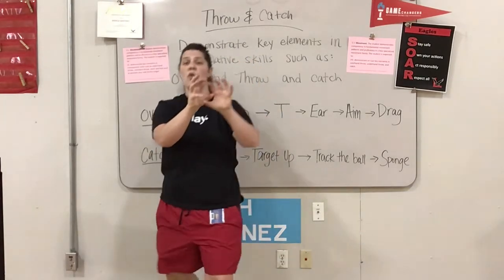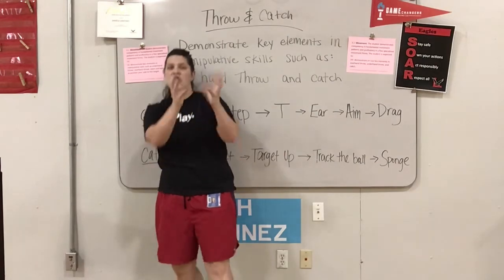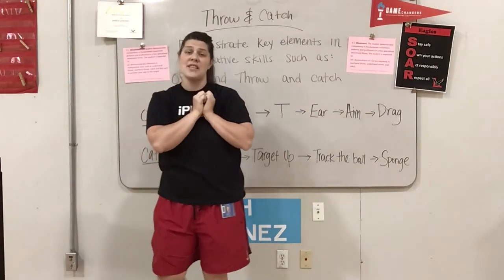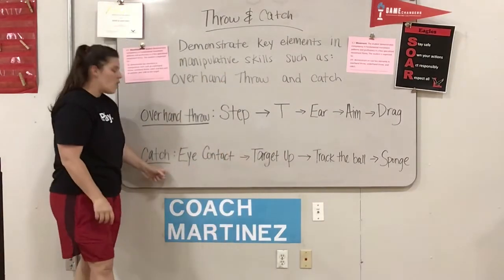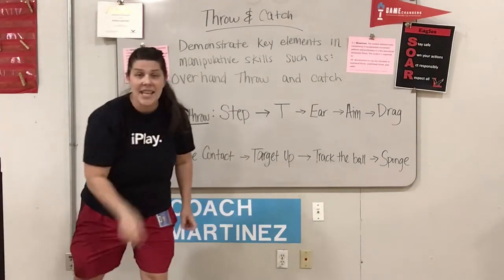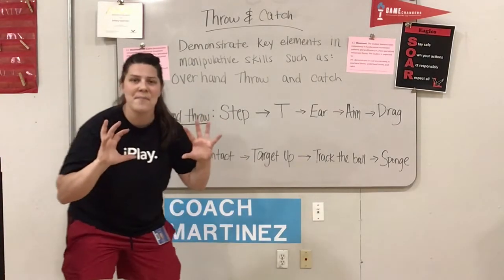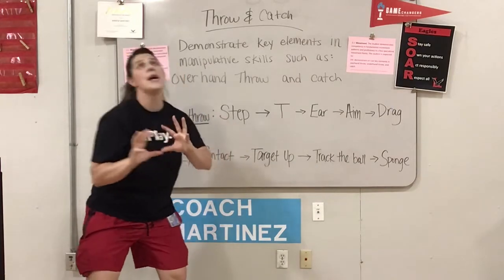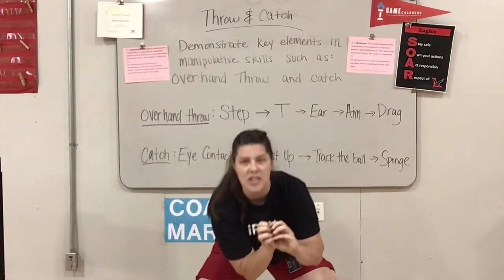So we're going to absorb, or sponge, to receive the ball and bring it in so it doesn't fall down. Let's look at catching again. Repeat after me. Eye contact, target up, track the ball, sponge.